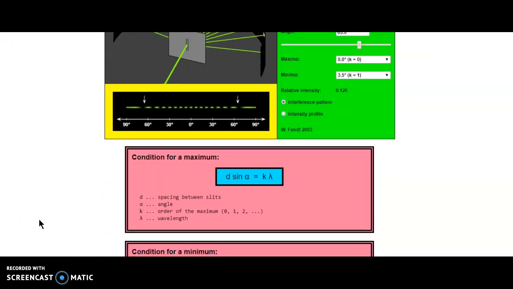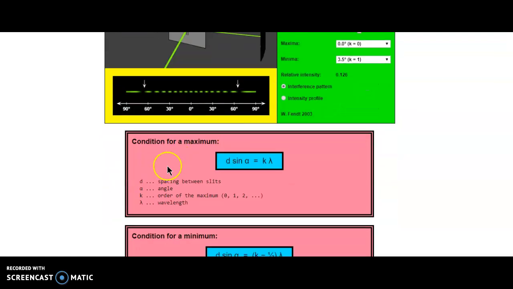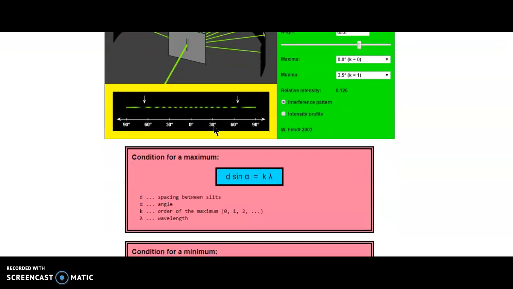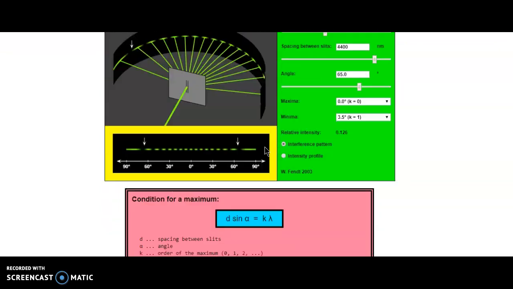This is the equation we are going to use if we want to count the maxima. d is the spacing between the slits, the distance we calculate here. Theta, they put it as alpha in some books. In your book you will see theta as an angle, and we are going to calculate that angle. k is the order of the maximum.